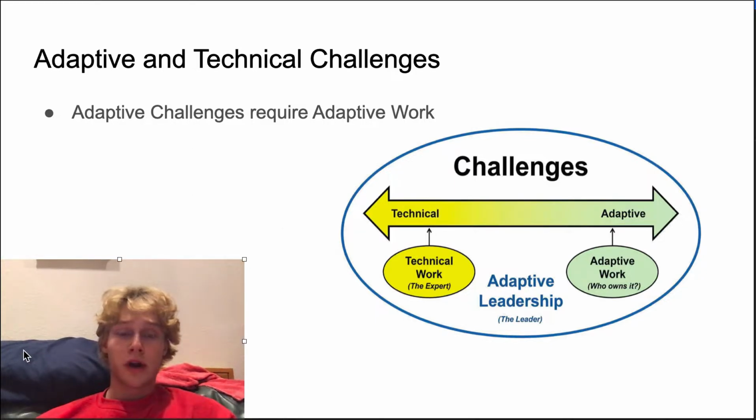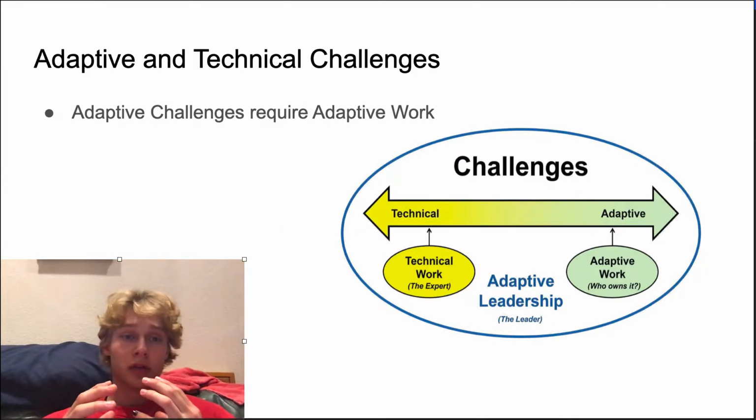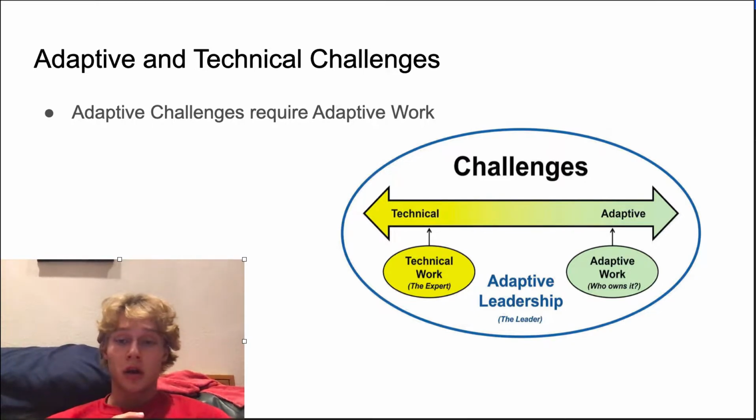So first, it was important for Heifetz to identify the difference between adaptive and technical challenges. Technical challenges are those that can be solved through the knowledge of experts. And adaptive challenges are those that are more complex and ambiguous by nature. And it's important to know that adaptive challenges require adaptive work.